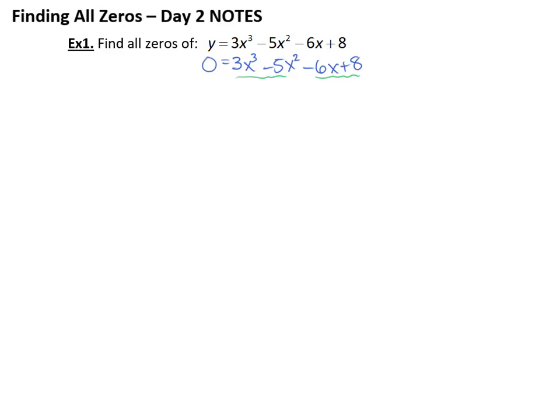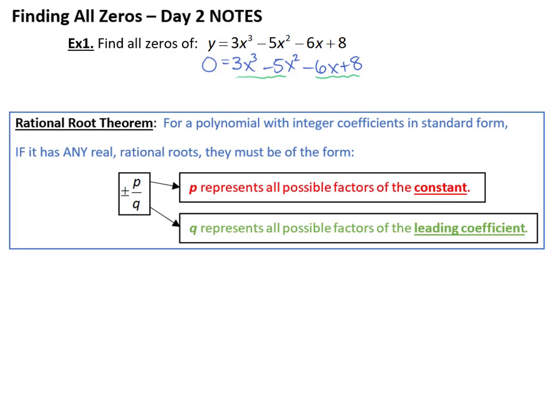Okay, so we have a new theorem called the rational root theorem. So we might need a second to pause and write this theorem down. It says for a polynomial with integer coefficients in standard form, if it does have any real, so not imaginary, real rational roots, meaning they can be written as a fraction or a whole number, positive or negative, they must be in the form of plus or minus p over q, where p represents all possible factors of the constant.